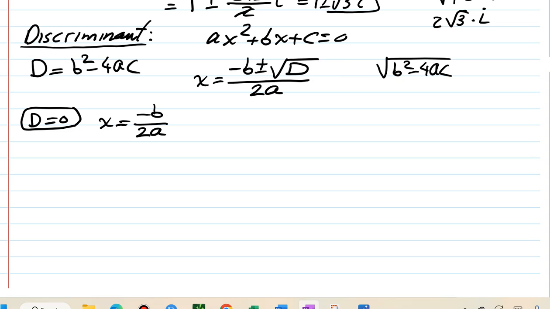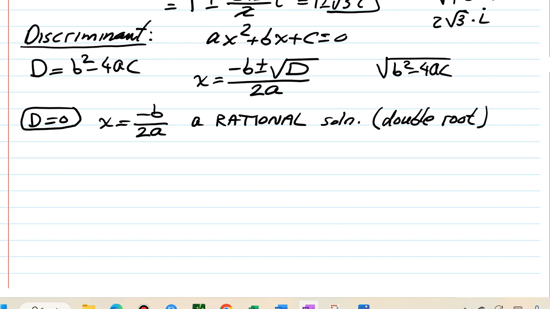And this would be what we call a rational real number, a rational solution. And here's a case where we have, again, what we call a double root. Because this is, again, the second degree equation, so we have a double root.